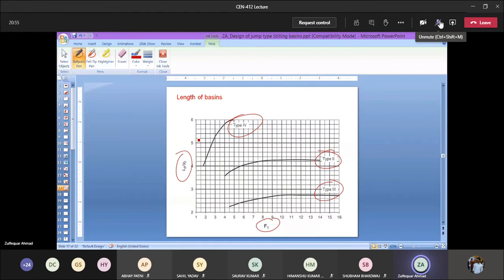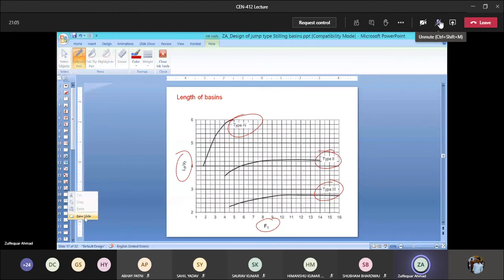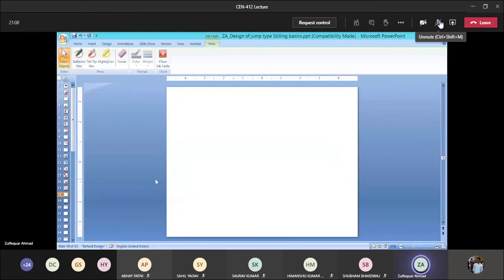Now we'll talk about how you fix the invert level of the basin. For that, let me explain this on this sheet.